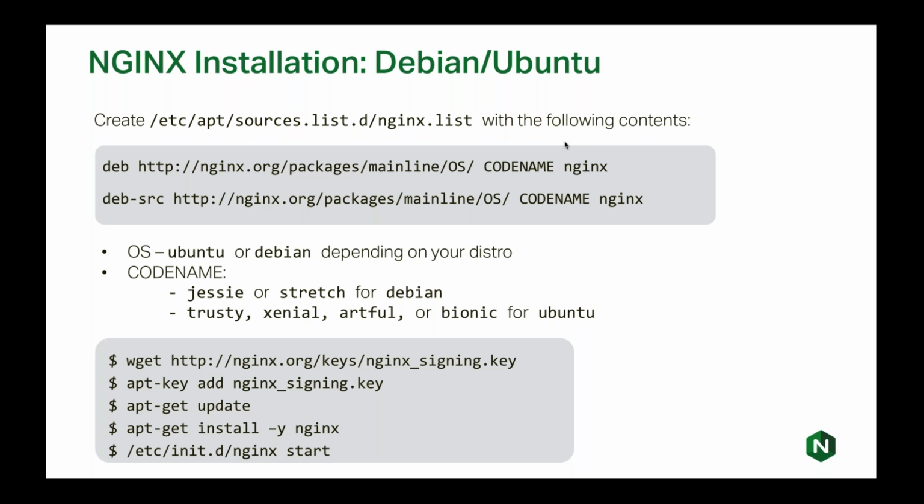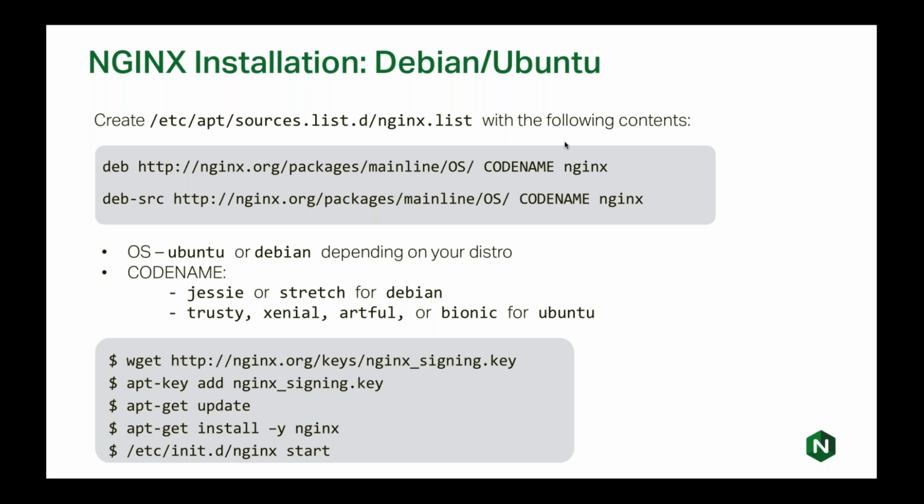So after you paste in these two lines, you're going to have to make some changes. Looking at the URL here, first off, we're using our mainline branch. If you want to use the stable branch, you're going to change mainline to stable. Next, at the end of the URL, it says OS. You're going to change OS to either Ubuntu or Debian, depending on which one you're using.